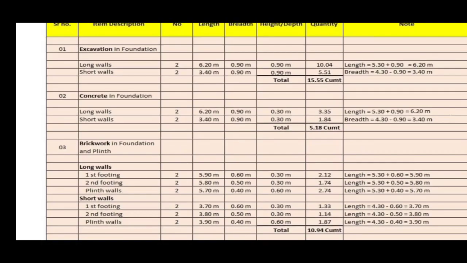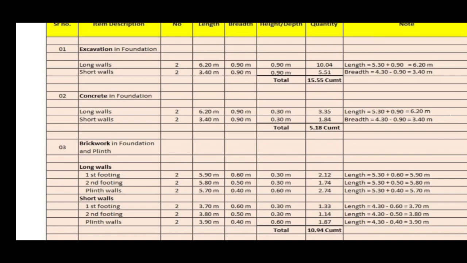For plinth walls, that is third step of footing, the total length is calculated by adding center to center length plus width of item, that is 5.30 plus 0.40, it is equal to 5.7 meters. The width of item or breadth of item is 0.4 meter and depth or height is 0.6 meter. The multiplication of length, breadth, and height gives the total quantity of brickwork for plinth walls in footing, which is 2.74 meter cube.